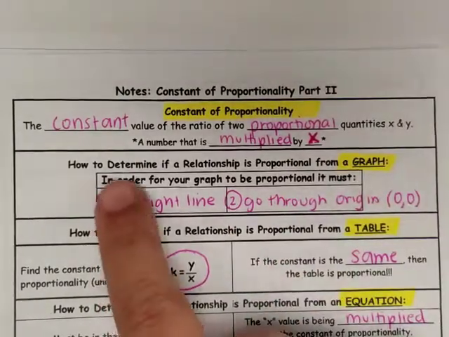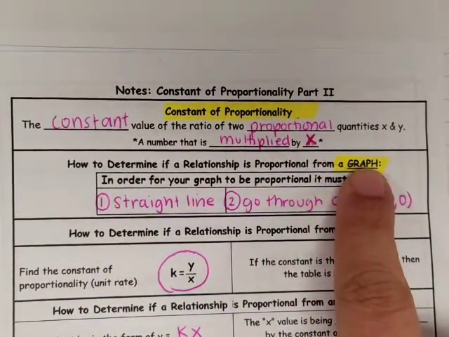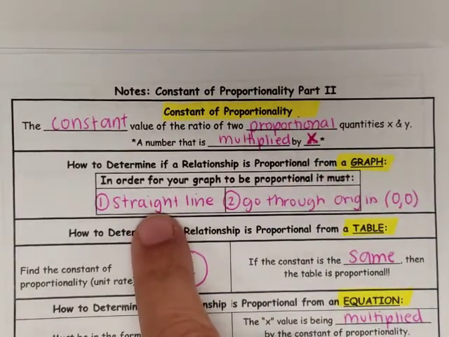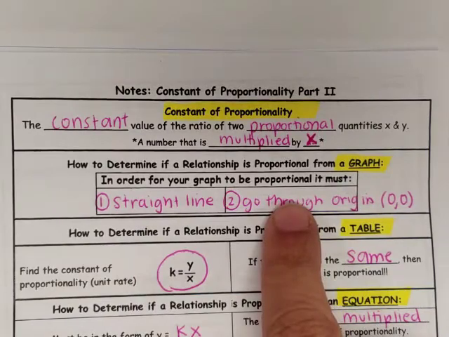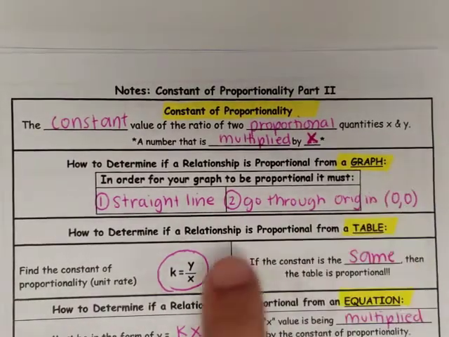Okay. How to determine if a relationship is proportional from a graph. So this is, again, remembering from our last set of notes. The first thing about a graph is it has to be a straight line. It has to go through the origin if it's going to be a constant of proportionality. And the origin is 0, 0.